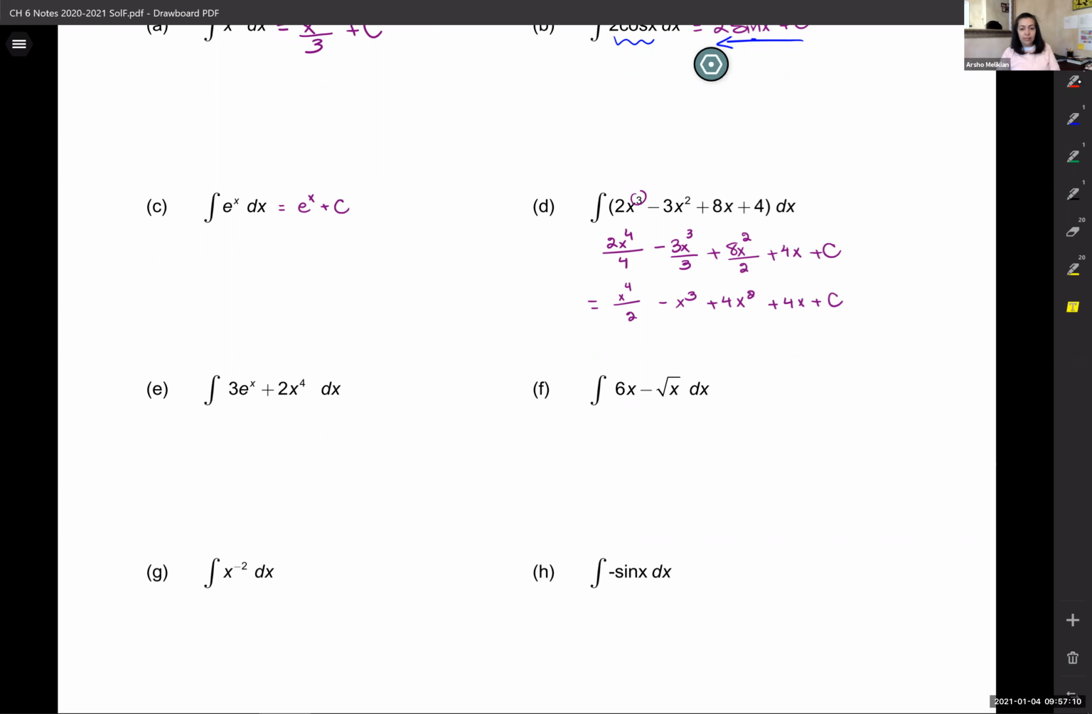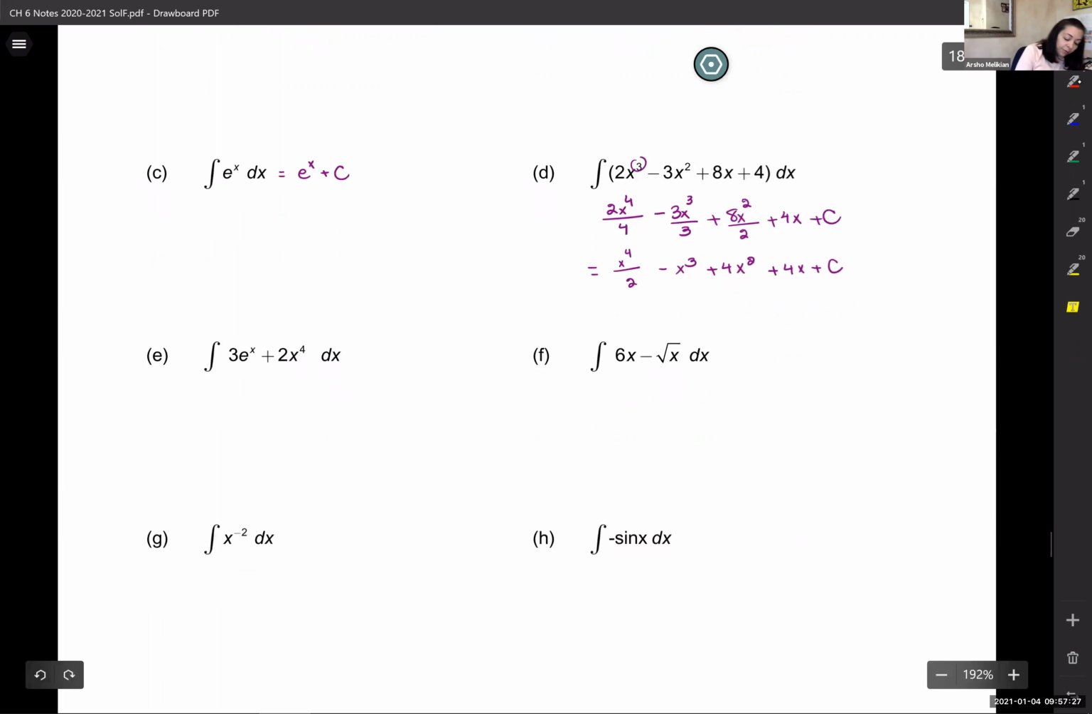What do you think? About a minute, maybe. A minute? Minute sounds good. A half. Minute and a half. Speaking of a half, for F, the easiest thing to do is to rewrite that as x to the half.